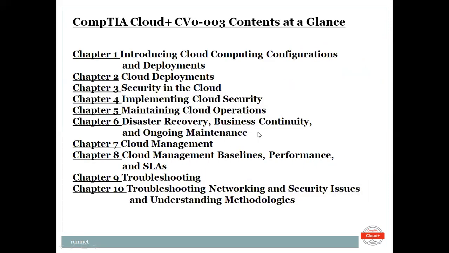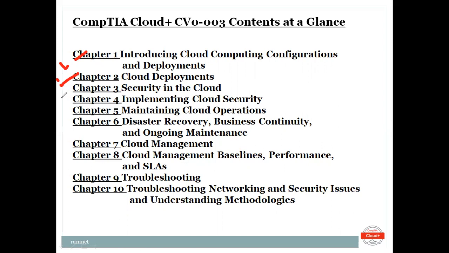Next, what are the contents in the Cloud Plus that we are going to discuss now. As I've told you, this is multi-vendor integrated, and it is not talking about vendor-specific things. It is talking about vendor-neutral topics, general frameworks, guidelines and other things. So there are 10 chapters which we are going to discuss in this Cloud Plus. One is introducing cloud computing configurations and deployments. That is the first chapter. And second, we will be talking about cloud deployments. We will be seeing one by one the topics inside those chapters.